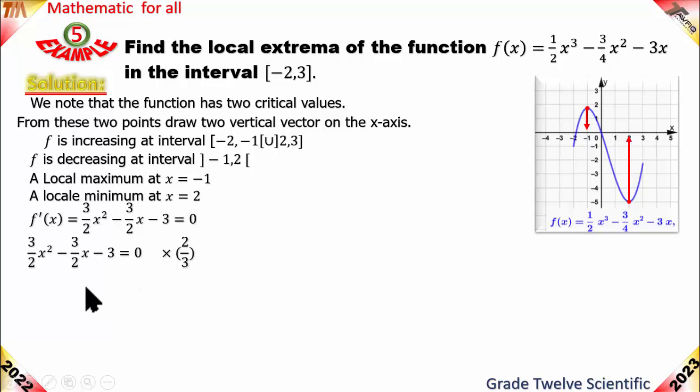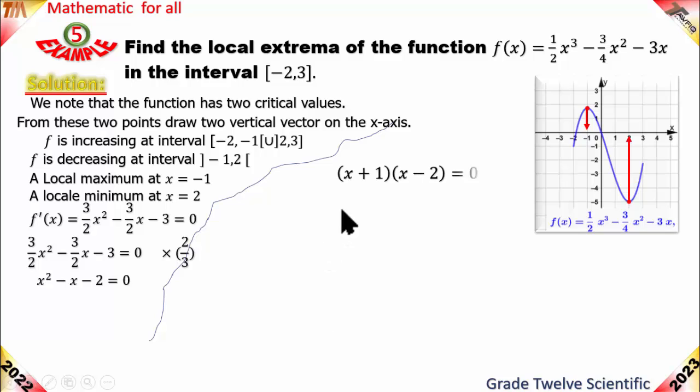Now setting the derivative equal to 0: 3/2 x squared minus 3/2 x minus 3 equals 0. Multiplying by the inverse of 3/2, which is 2/3, it becomes x squared minus x minus 2 equals 0, and factoring it becomes (x plus 1)(x minus 2). From x plus 1, x equals minus 1, and from x minus 2, x equals 2. They are the critical values.